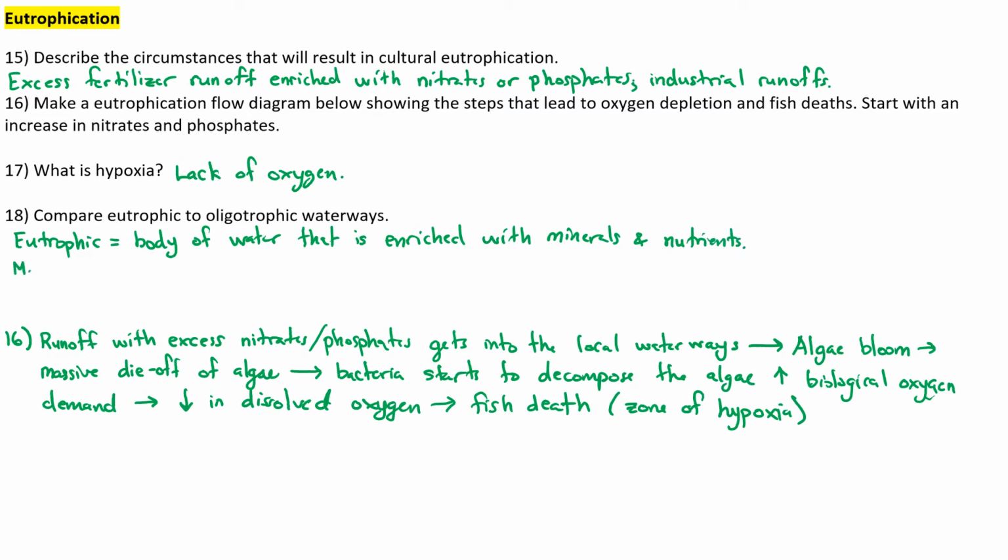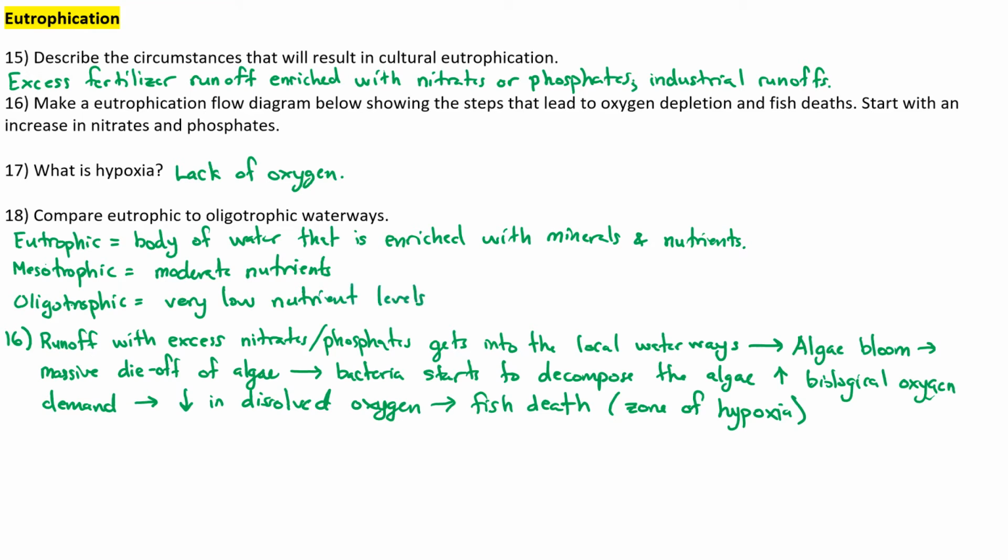We also have mesotrophic. That is a body of water with moderate nutrients, and then oligotrophic is considered to be a body of water with very low nutrient levels. So very low nutrient levels simply means that there's little support of life. Moderate means moderate support of life, and then eutrophic would have all sorts of life.